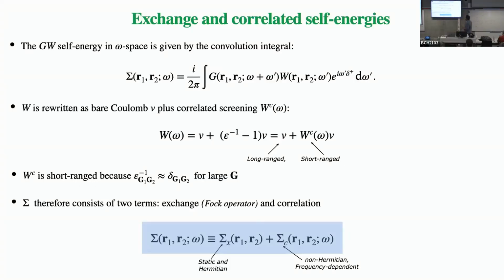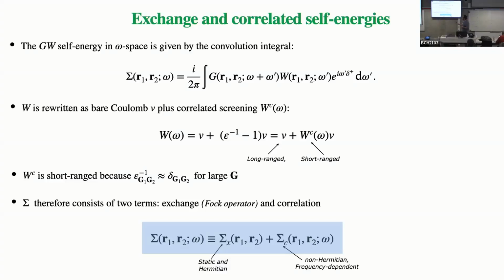Now, how do we compute the self-energy? As I mentioned, in the time domain it is just a product of G and W. In the frequency domain, we have this convolution. Now, we split the screened interaction in two terms by adding and removing the bare Coulomb term. So W can be written as a first term that is just the bare Coulomb interaction, which is long-ranged, plus what we call W_C, the screened part of W, which is short-ranged. It comes from this inverse dielectric matrix minus 1.